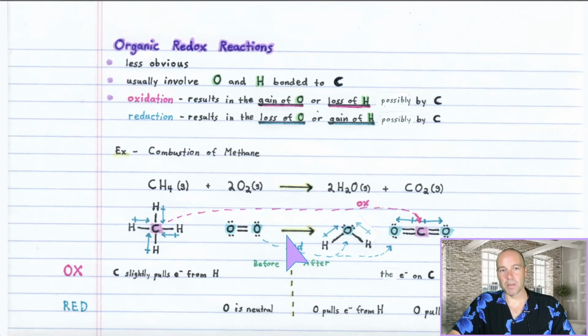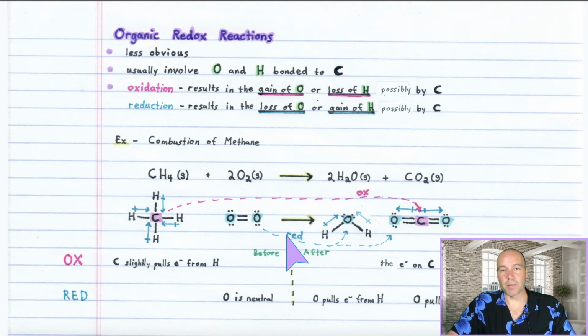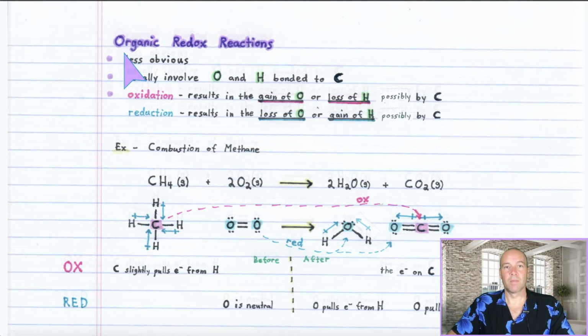Now, before we close up this video, there's one more class of redox reactions that I wanted to look at. And these are the organic redox reactions. Now, the electron transfer in these redox reactions is less obvious than in the examples we just looked at, but as we take a closer look, you'll see what's going on. These redox reactions usually involve oxygen and hydrogen bonded to carbon. The oxidation results in the gain of oxygen or loss of hydrogen, possibly by carbon. It doesn't have to be a carbon atom, but it often is.